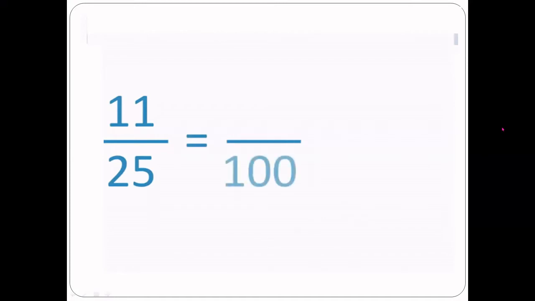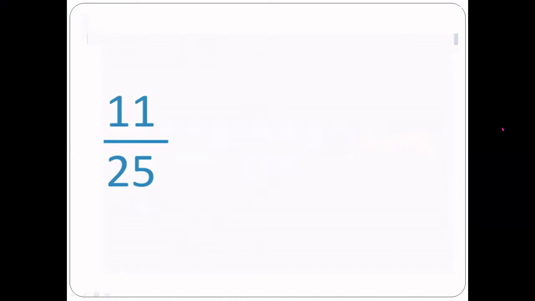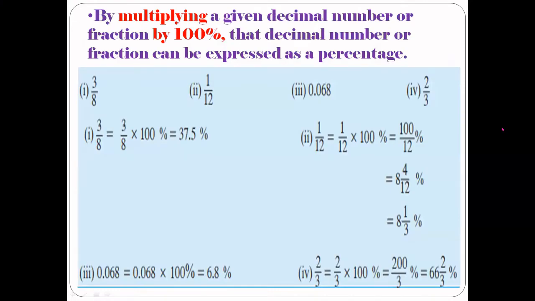Let's see that again. 11 over 25. Both numerator and the denominator multiply by 4. Then we can get 44 over 100. Now denominator is 100. So you can write the numerator as the answer, 44%. Okay. So those things you have learned in grade 7.